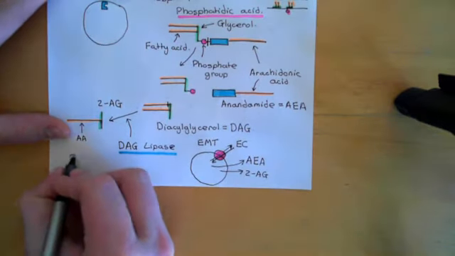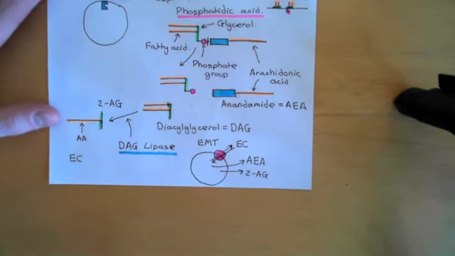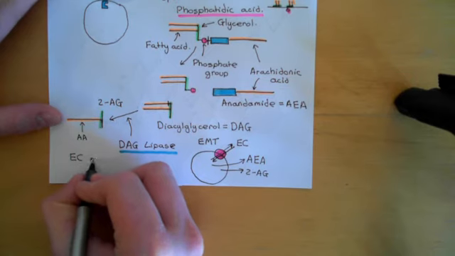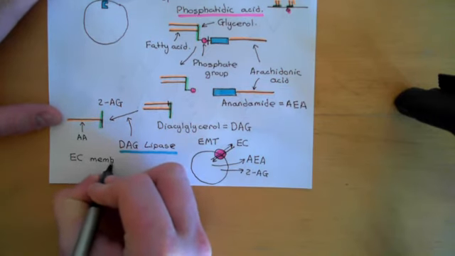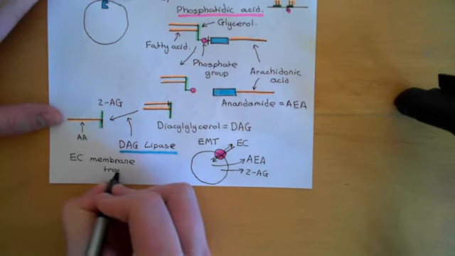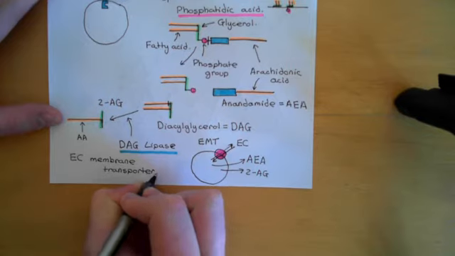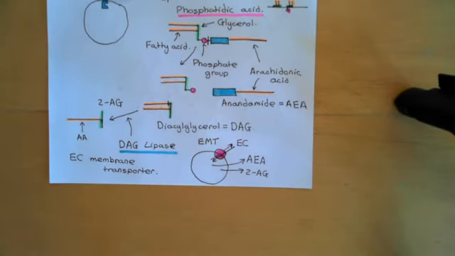This stands for endocannabinoid, that's the E, so I'll just abbreviate endocannabinoid down to EC. The M is for membrane, and the T is for transporter. So this is the endocannabinoid membrane transporter, which can transport endocannabinoids across the membrane. Right, so that's the synthesis and then the secretion of the endocannabinoids.